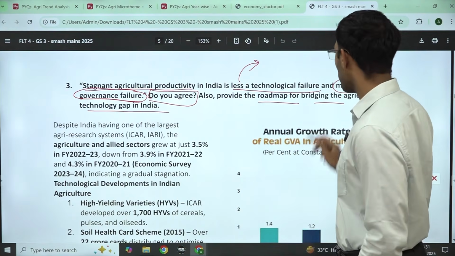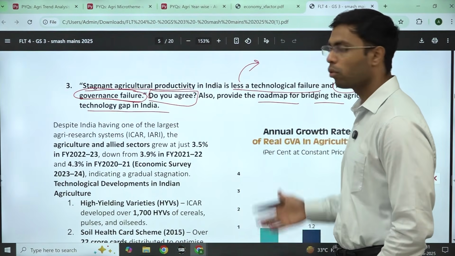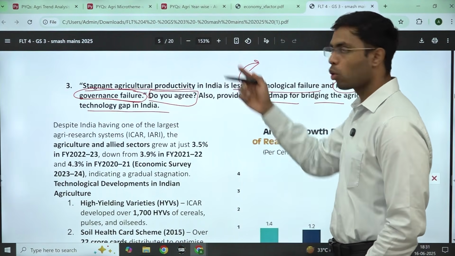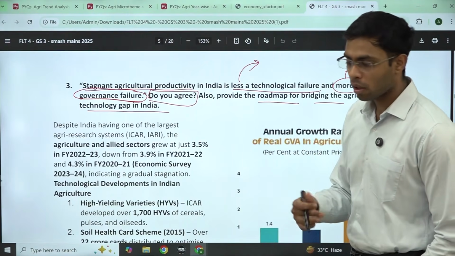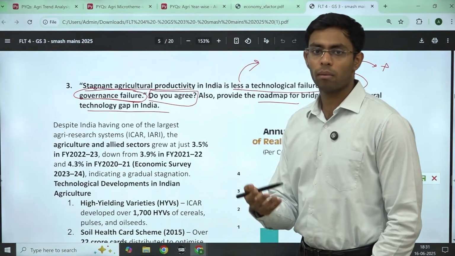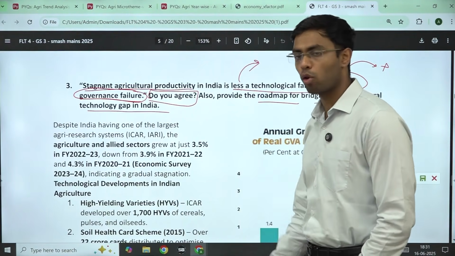And also provide the roadmap for bridging the technological gap, which is again asking you, it's a kind of a way forward. From our notes, if you have prepared technology in agriculture, then how to make it better is going to be very well prepared in your way forward aspect of your notes, right?